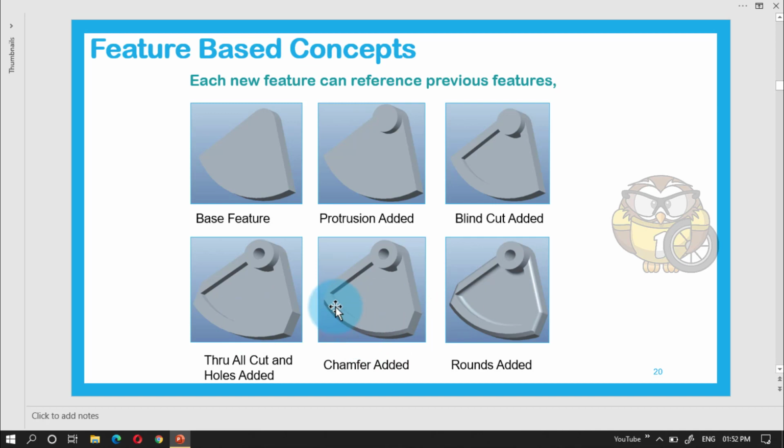Here we are creating the chamfer. So this is one feature. Finally, the round: in this place we make some round. So this is also one feature. Without the base feature we are not able to create other features. So this is called the feature based concept. There are also some extra things, like the parent child concept. These are things we will discuss later.